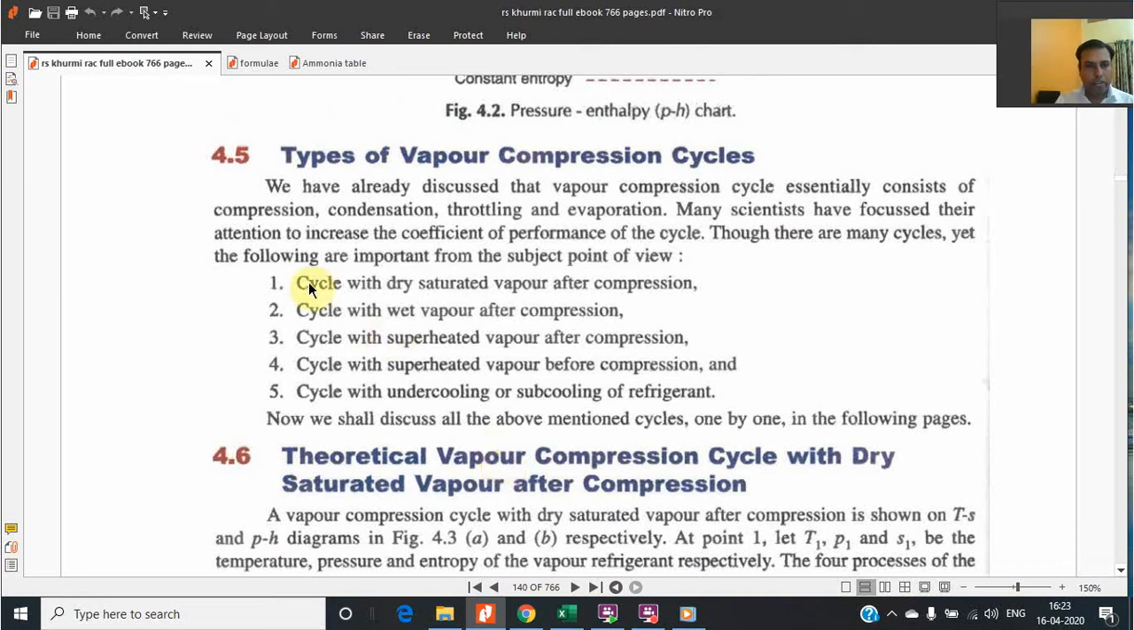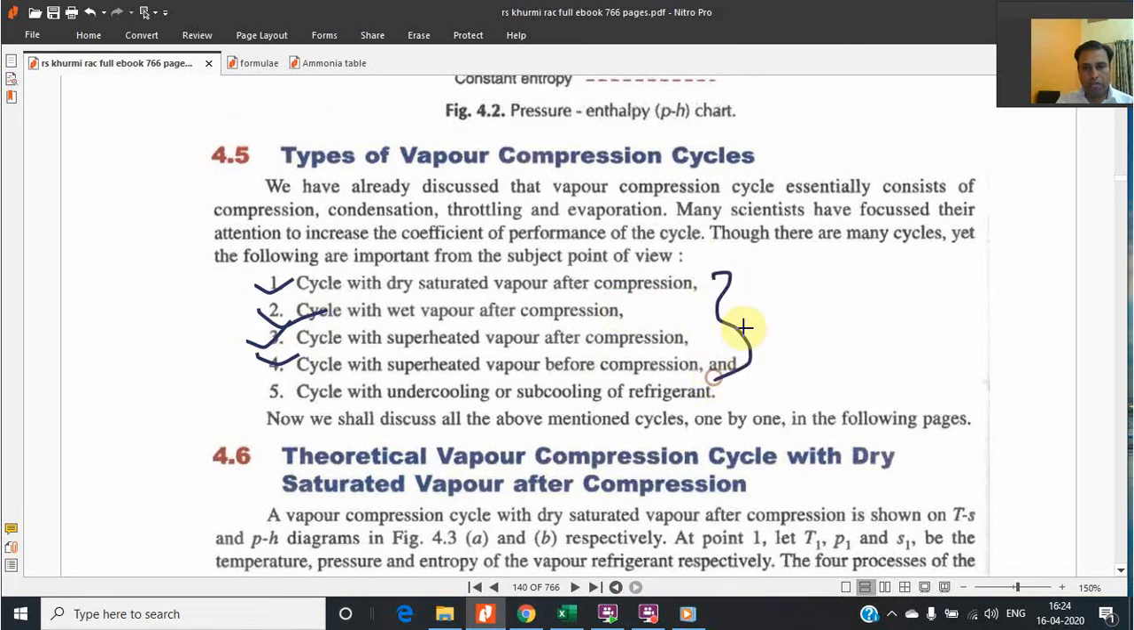Students, in today's lecture we will cover the numericals on vapor compression system. In my earlier lecture I explained how the vapor compression system works and what the basic components of a vapor compression system are. And as per the referred book, R.S. Khurmi, we will cover these 5 cases.